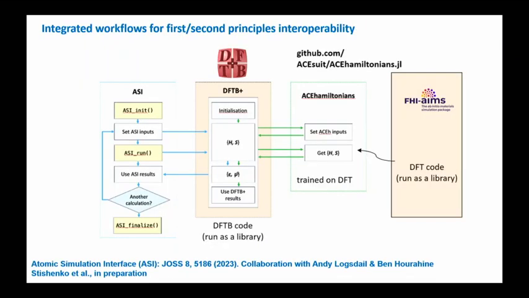So problem one and problem two solved. Once you have this, you can think about interoperability in software. So we're now trying to think about pipelines, data pipelines, where we can bridge first principles and semi-empirical models. So I have a DFT calculation from which I can construct really accurate machine-learned Hamiltonians.